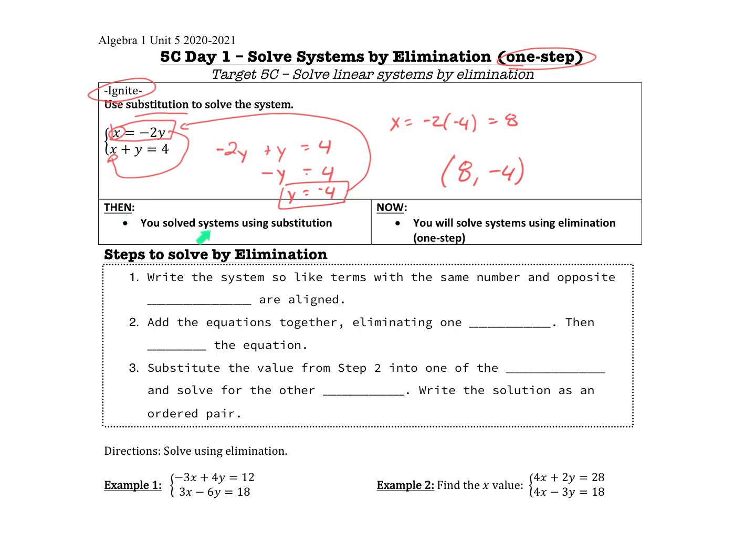So old stuff, right? We've done substitution. That was a reminder. And now new stuff, we're going to do elimination with one step. So we have a fill in the blank here. So let's see how this goes for us today.